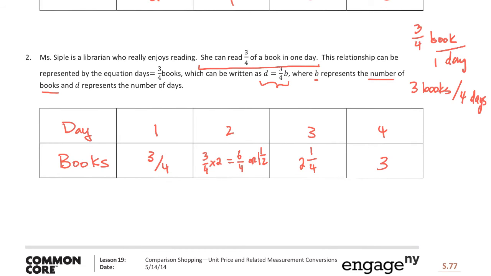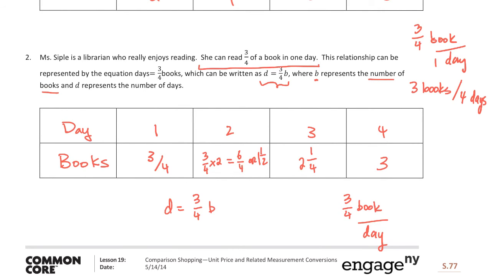Now, the other thing that's going on is this equation, which I underlined again. So D equals 3/4 of B. How do we get this? You just have to notice a pattern in here. The rate is written as 3/4 of a book per day. So in creating an equation, what do we notice?